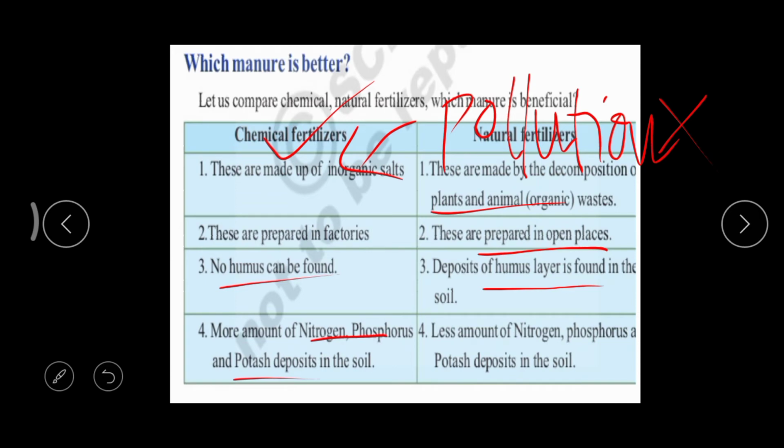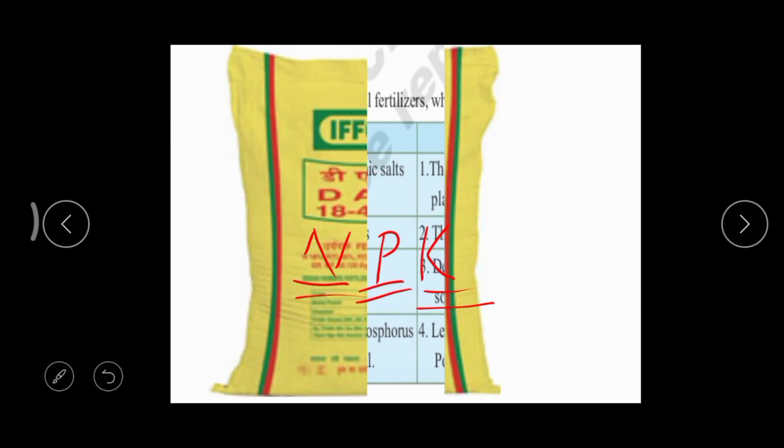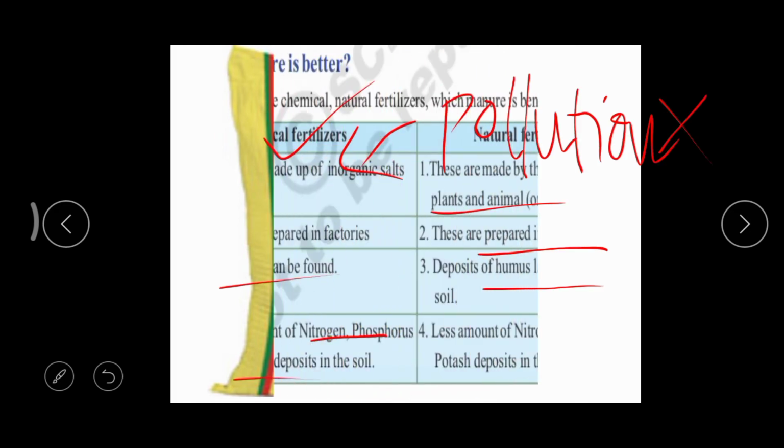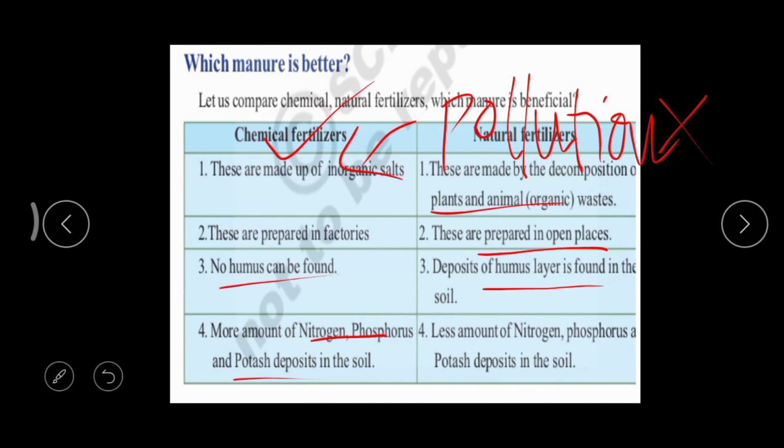Just now you observed that bag. Here you can find 18, 46 and 0. That means their amount is more. But in a natural fertilizer, the nitrogen, phosphorus and potassium amount will be less. When we observe the cost, natural fertilizers are cheaply available. But what about chemical fertilizers? They are costly.